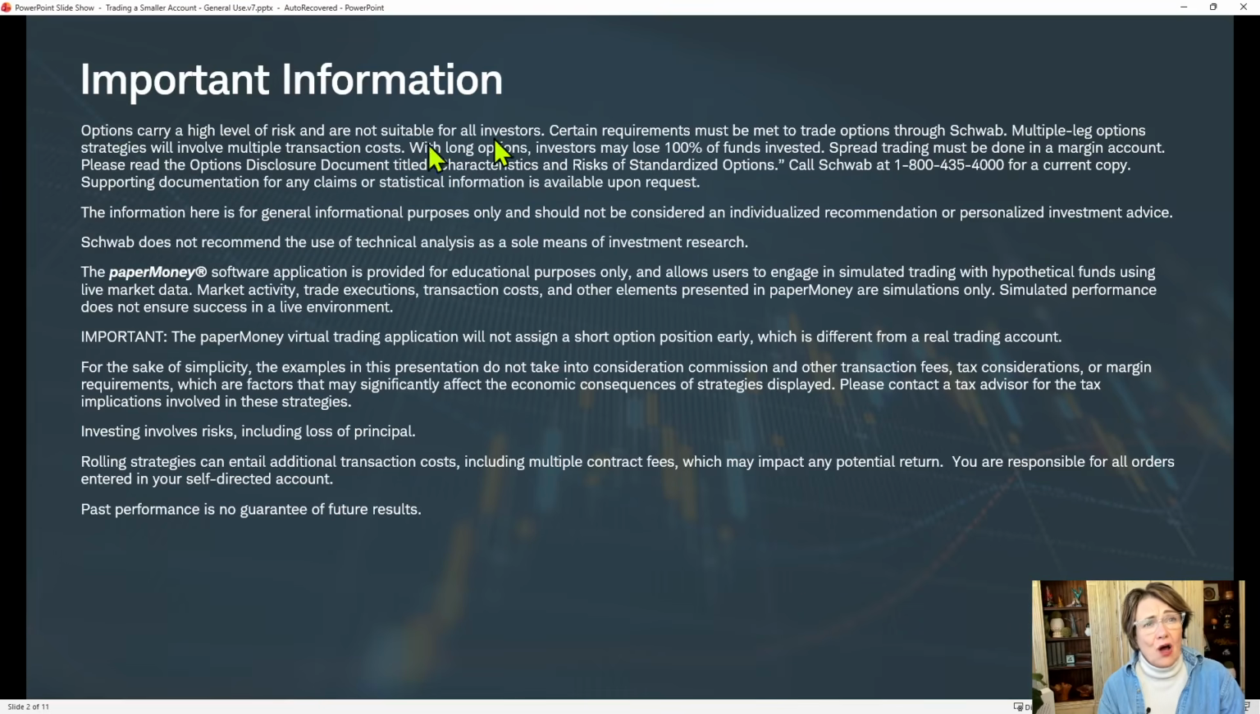Those involve options, which carry a high level of risk and aren't suitable for all investors. You have to apply for option trading privileges with Schwab, and not all will qualify.